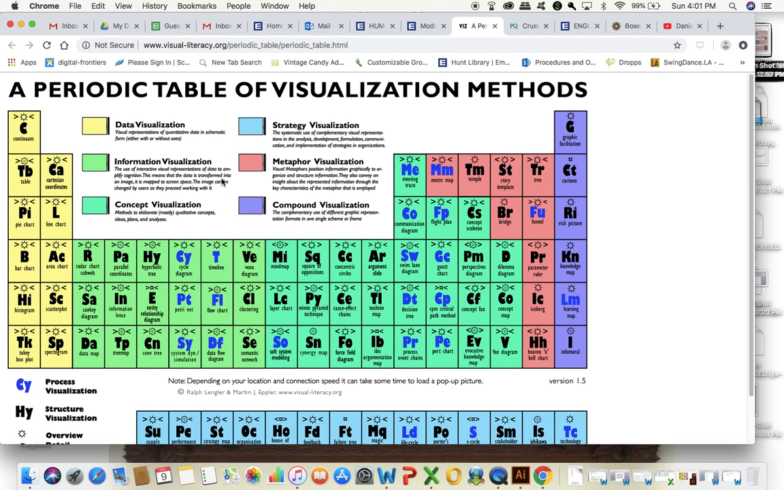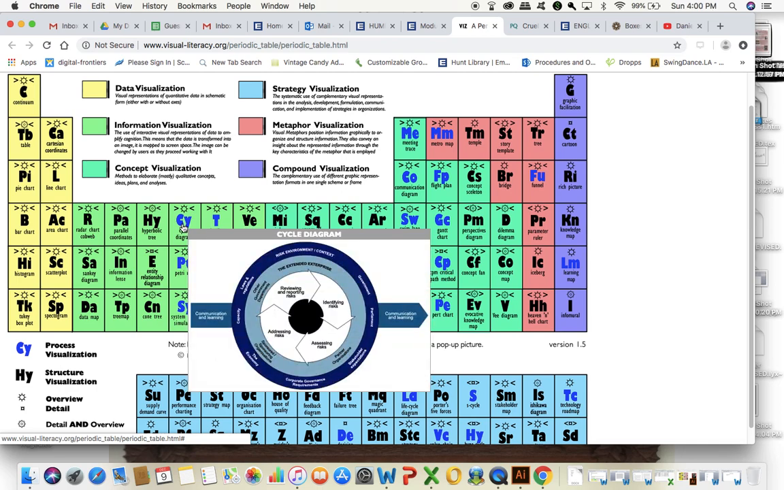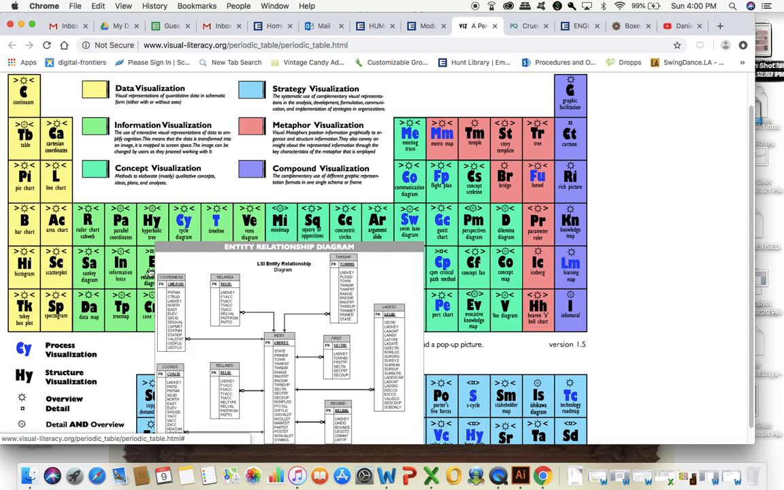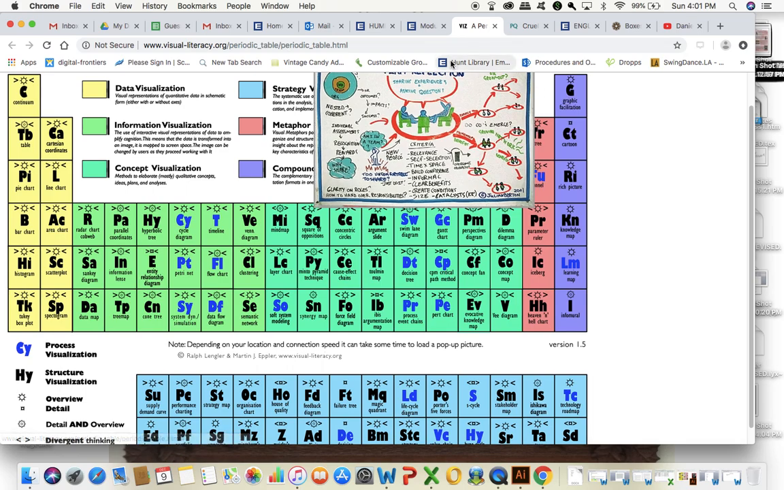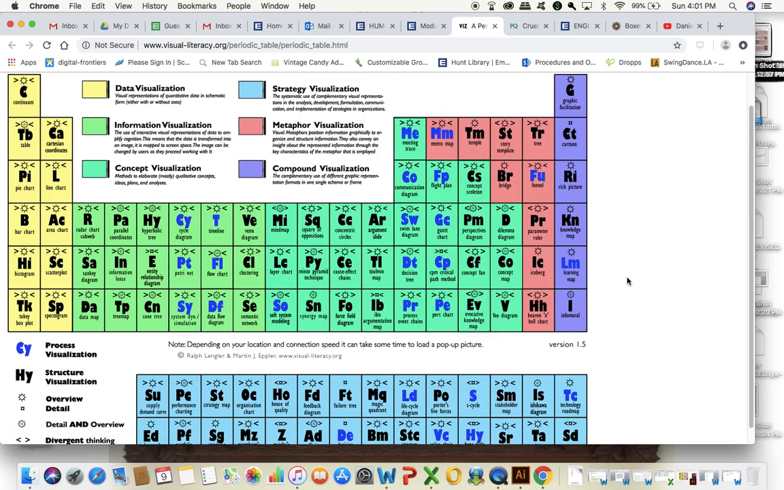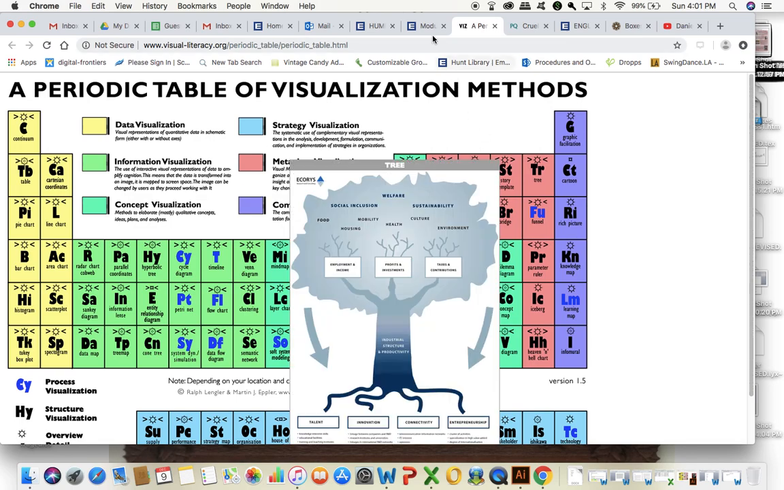Are you trying to visualize data? Are you visualizing information? Are you visualizing a concept, a strategy, a metaphor, a compound? All the different things. Then it goes through, and if you hover over any of them, they give you examples of what that particular type of visualization looks like. So it's pretty handy, and you're going to want to use this this week for at least one, that final assignment for this week.